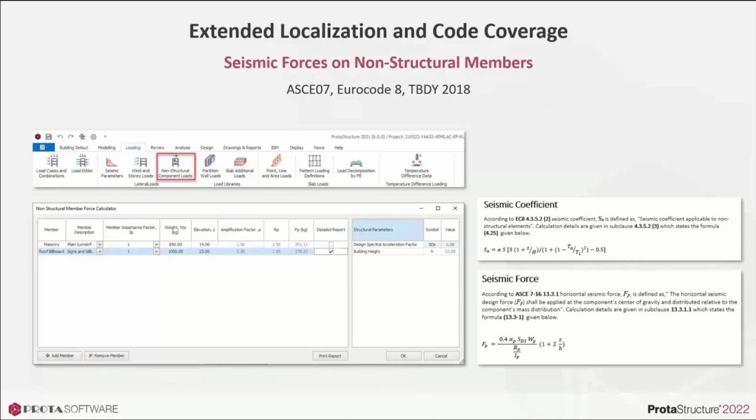We have done a lot of work in seismic code support, and one of the features was the introduction of non-structural member forces. So, in short, ProtaStructure 2022 can calculate forces on non-structural members and their connections to the building according to ASCE 7, Eurocode 8, and the Turkish code. What you do is specify the non-structural member and its properties, and ProtaStructure will automatically calculate the story accelerations and forces depending on the analysis type.